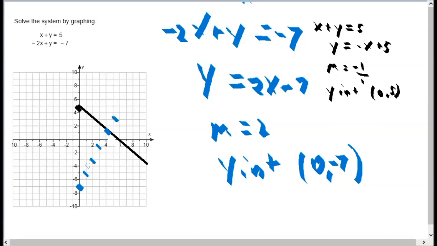And this line, if I put a line through there, is going to hit basically right there, and that's the point (4, 1). Okay, so that's going to be the solution, because notice 4 plus 1 is 5, and also negative 2 times 4 is negative 8, plus 1 is negative 7. So this is your answer for that one.